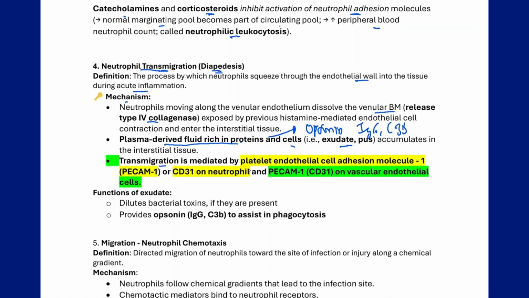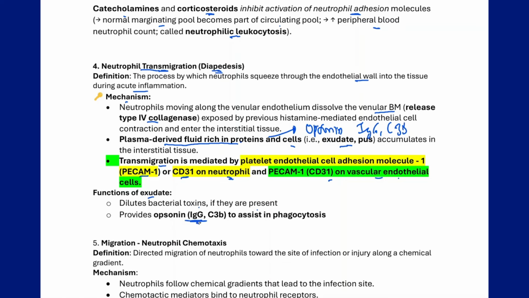And the CD marker for that is CD31. So CD31 for both of them. So what's the function of this exudate? It dilutes bacterial toxin if they are present. And then remember, like I mentioned, they contain what? Opsonin. Because opsonin is important to coat the bacteria so that it can facilitate phagocytosis.